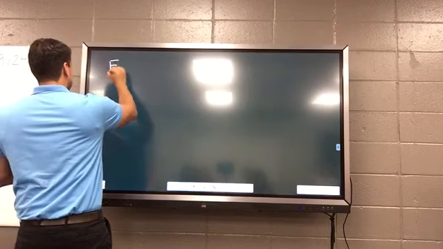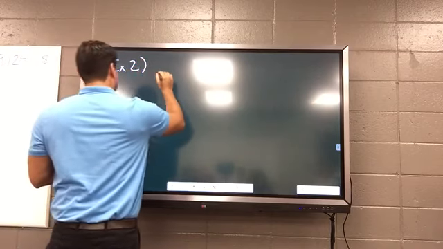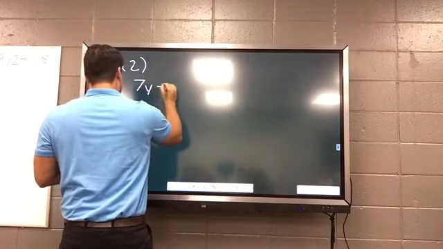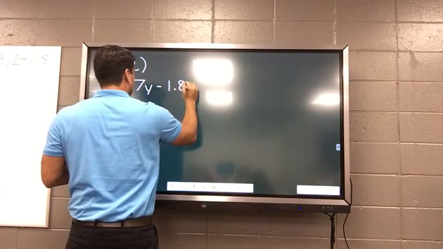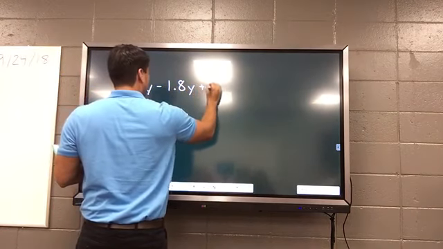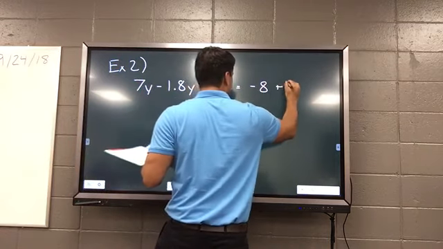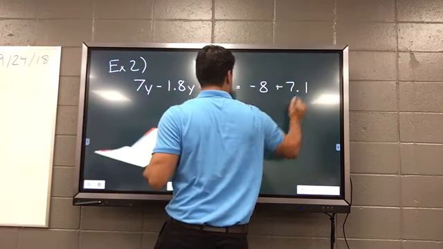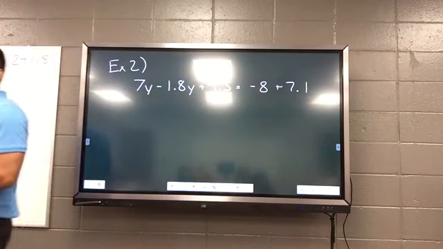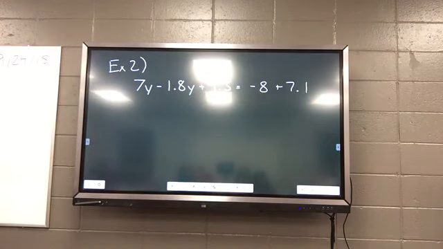This is example number 2, our second example. 7y minus 1.8y plus 4.3 equals negative 8 plus 7.1. You said minus 4.3. Sorry. 7y minus 1.8y plus 4.3 equals negative 8 plus 7.1. So that's the problem.